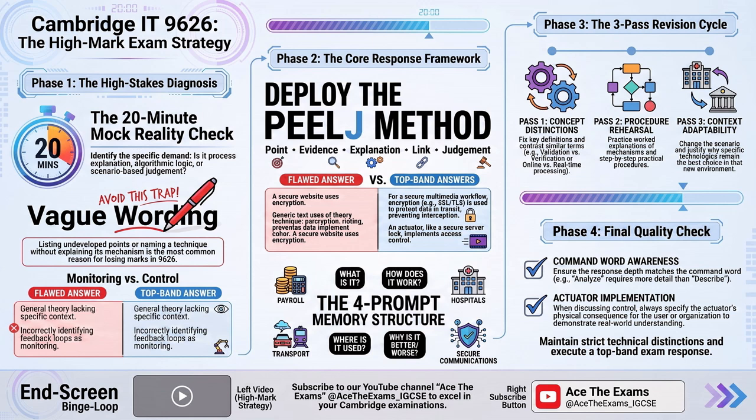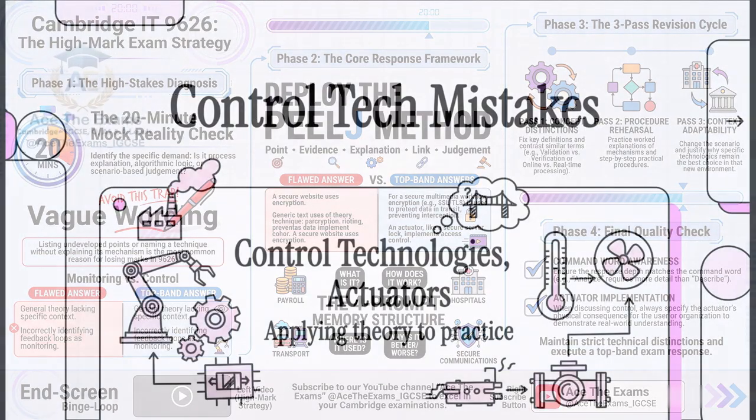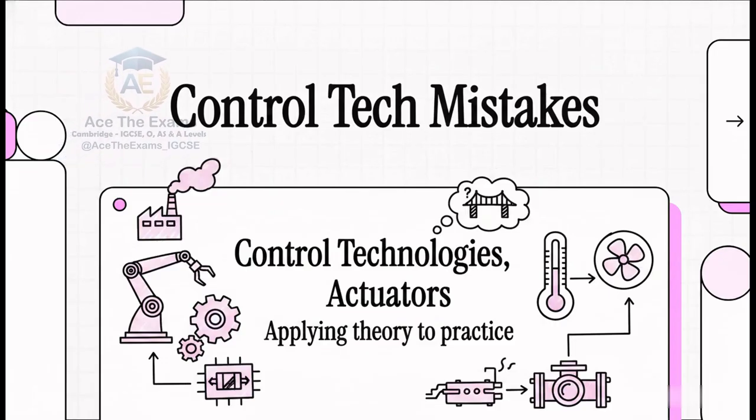All right, picture this. You have exactly 20 minutes before your Cambridge Information Technology 9626 mock exam begins. The invigilator is just about to hand out the papers. You mentally turn your focus to the section on control technologies and actuators, and suddenly it hits you. You realize you don't actually know how to apply the theory to a real question.